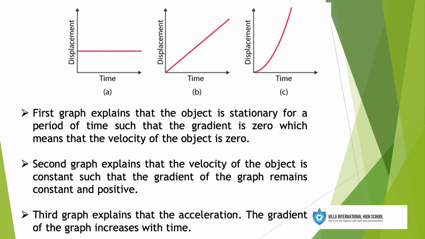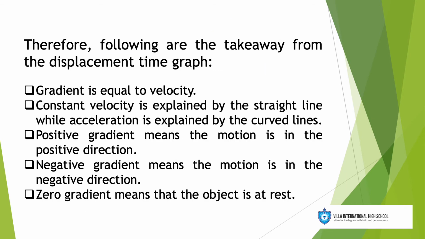So what is the summary? We can conclude displacement time graph now. What are the important points you have to remember about displacement time graph? The first and very important point, the gradient is equal to velocity. Then constant velocity is explained by the straight line, while acceleration is explained by the curved lines.